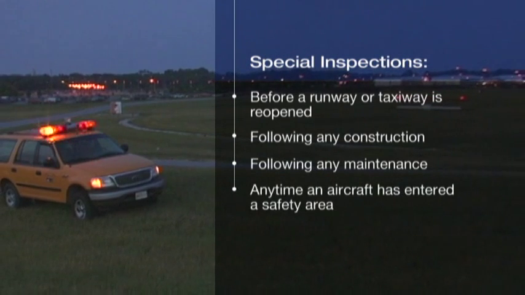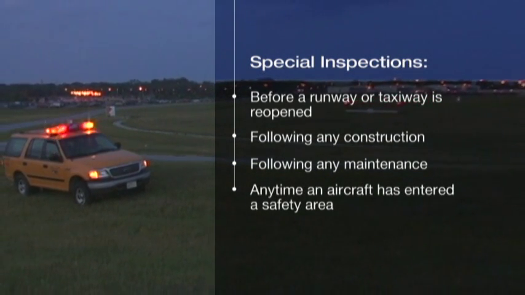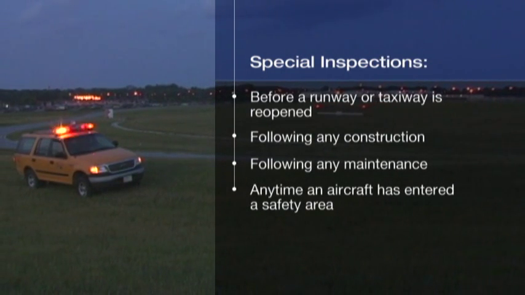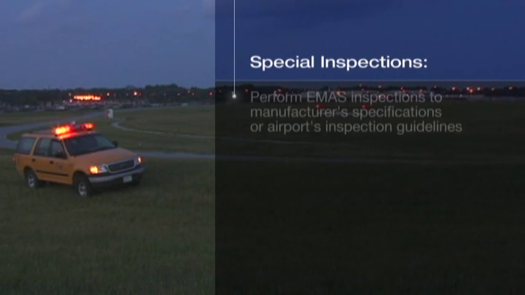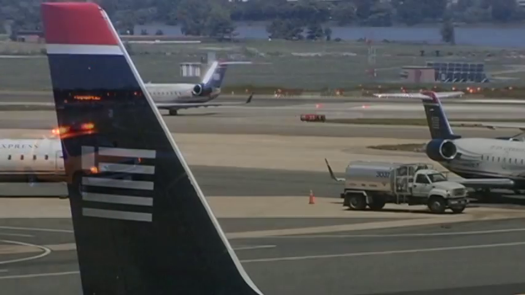Any time an aircraft has left the pavement and entered a safety area, a special inspection should be made to ensure no ruts or holes have been made by the aircraft's tires or by personnel or equipment during the recovery operation. After any significant weather event, at airports equipped with the Engineered Material Arresting System, or EMAS, inspections must be performed to the manufacturer's specifications or in accordance with the airport's inspection guidelines.